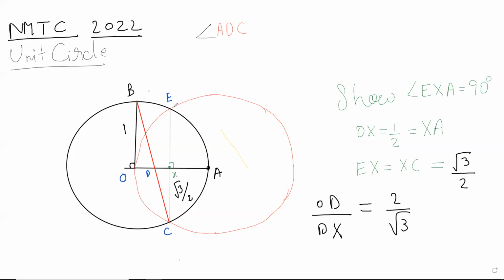One by 2 plus root 3. Right. So OD is 1 by 2 plus root 3. Is it correct? Yeah, should be correct. Yeah. But the problem is that from here, you may not know the angle.